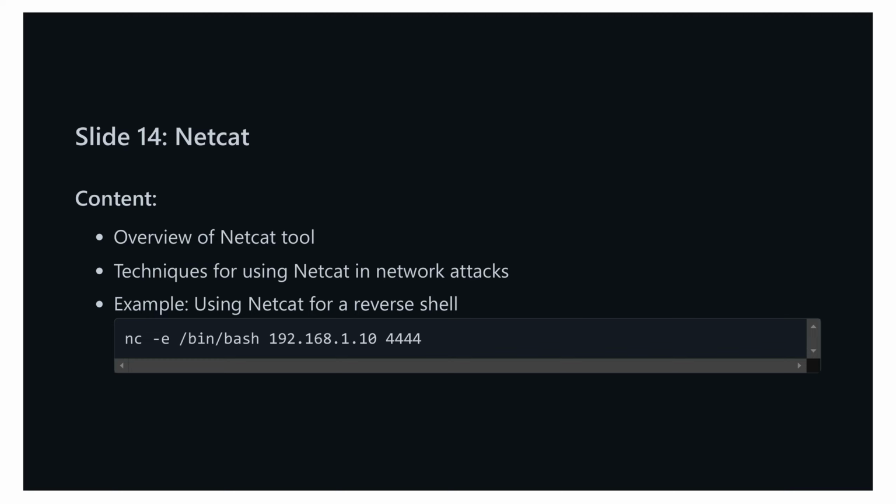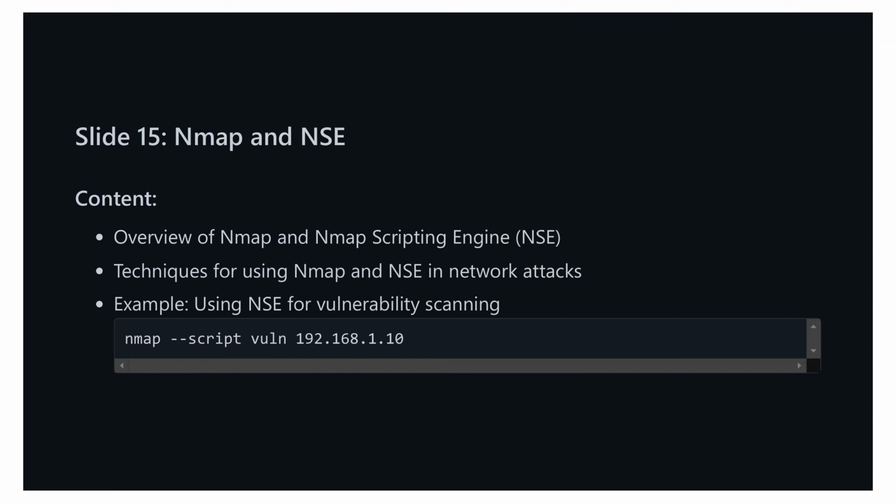In the next slide, we'll dive into Nmap and its powerful scripting engine, NSE, which allows for detailed vulnerability scanning and much more. Building from our previous discussion on Netcat and how it can be utilized for network attacks, including setting up a reverse shell, let's transition into another critical tool, Nmap. As you see in the current slide, we'll be focusing on the Nmap network scanner and its powerful counterpart, the Nmap scripting engine, NSE. Nmap, short for Network Mapper, is an open-source tool designed for network discovery and security auditing.